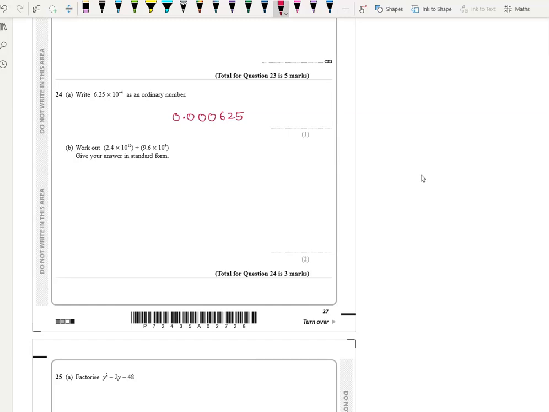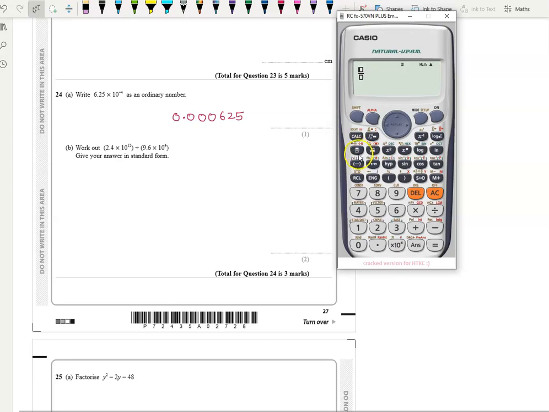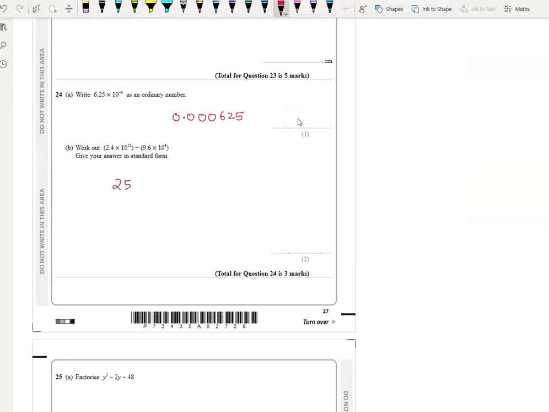Now the next one, we can put this in our calculator and see what answer you get. Your numerator is 2.4 times 10 to the power 12, and your denominator is 9.6 times 10 to the power 4. That gives me 25 million. Right here, 25, 1, 2, 3, 4, 5, 6.